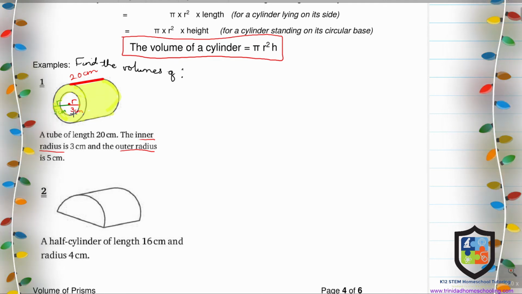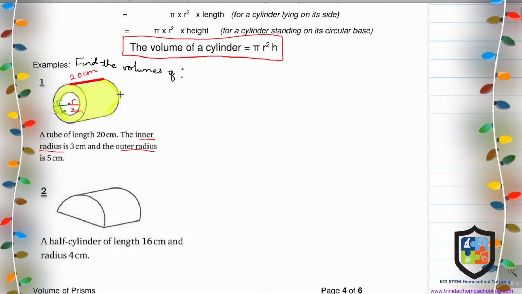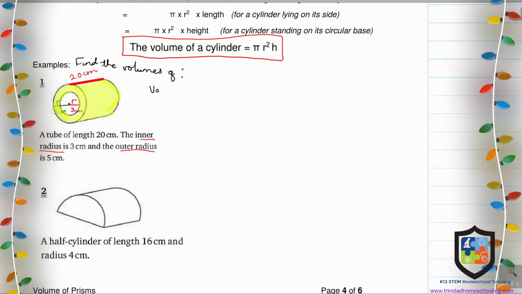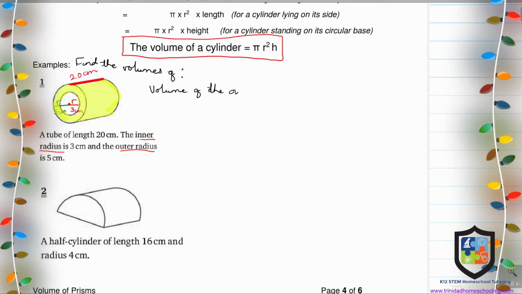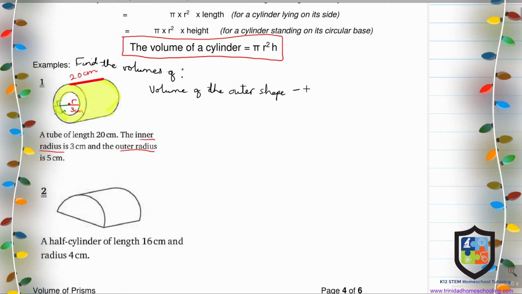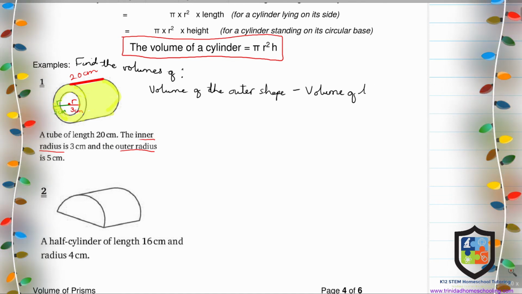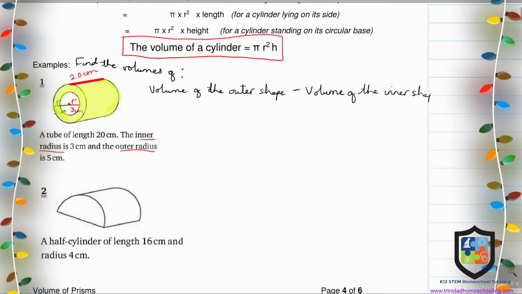So we have the outer and the inner. So in this case, to find the volume of the solid part, we could take the volume of the outer shape and subtract the volume of the inner. Right? So that's what we're going to do.